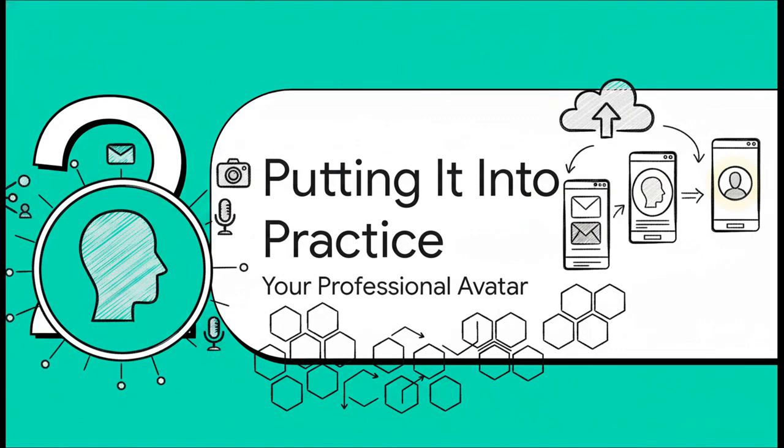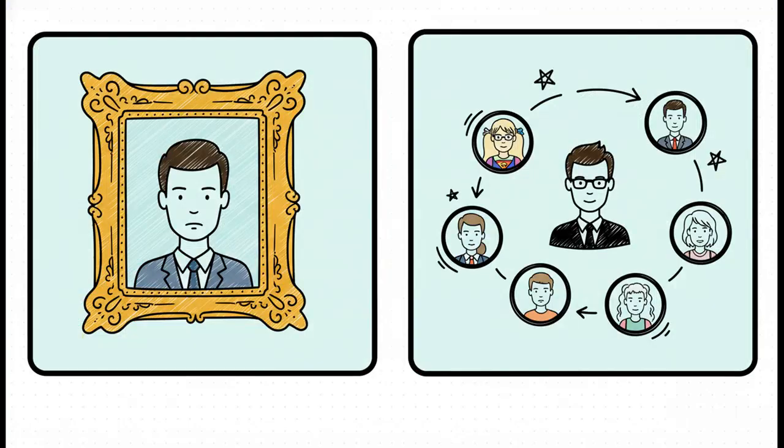Okay, so this is all really cool in theory, but why does it actually matter? Let's make it practical. We're going to look at a really high-value application for this, creating a professional digital avatar. Think about a traditional headshot for a second. It's static, right? It's locked into one setting, one style. An AI-generated avatar, on the other hand, is completely dynamic. It can be photorealistic one day, illustrated the next. You can place it in any context you can dream up, and you can update it whenever you want a fresh look. The versatility you get is just incredible.